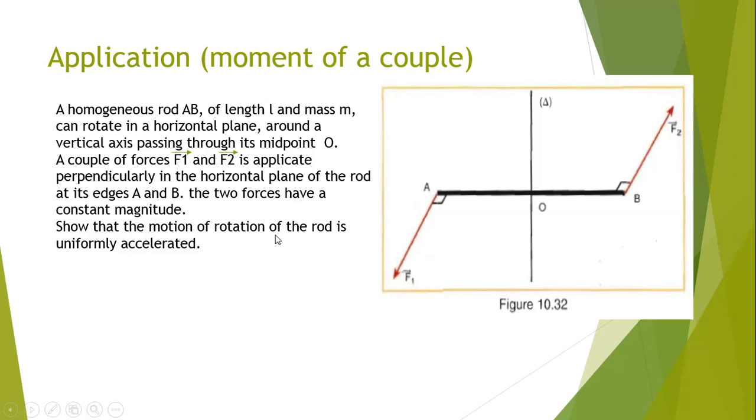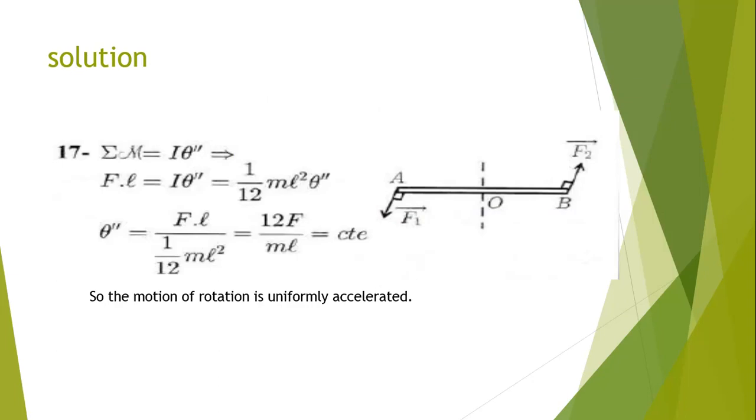Question: show that the motion of rotation of the rod is uniformly accelerated. So we have to verify that the motion of rotation of the rod is uniformly accelerated. We are going to apply Newton's second law in rotation, since we have to study a motion of rotation. The sum of the moments of external forces equals I times the angular acceleration. The external forces acting on the rod are F1 and F2, or the couple formed by F1 and F2, its weight, and the reaction of the axis.